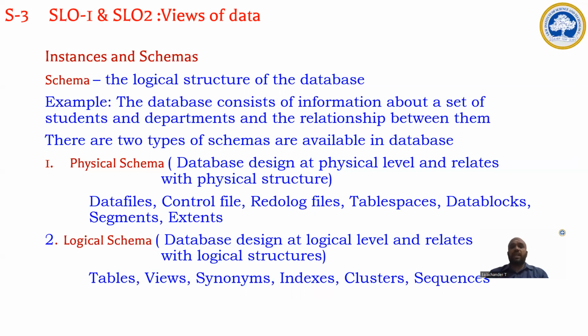Database systems have several schemas partitioned according to their levels of abstraction, like physical schema and logical schema. The physical schema describes the database design at the physical level, and the logical schema describes the database design at the logical level. And we have subschemas also. A database may also have several schemas at the view level.